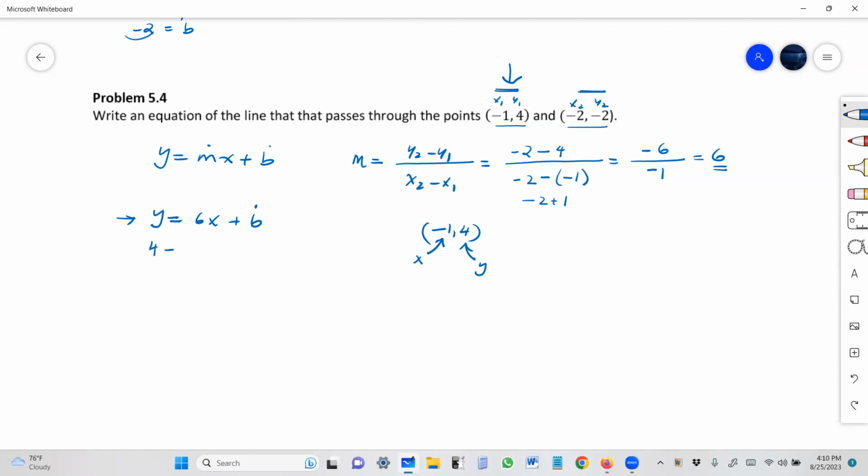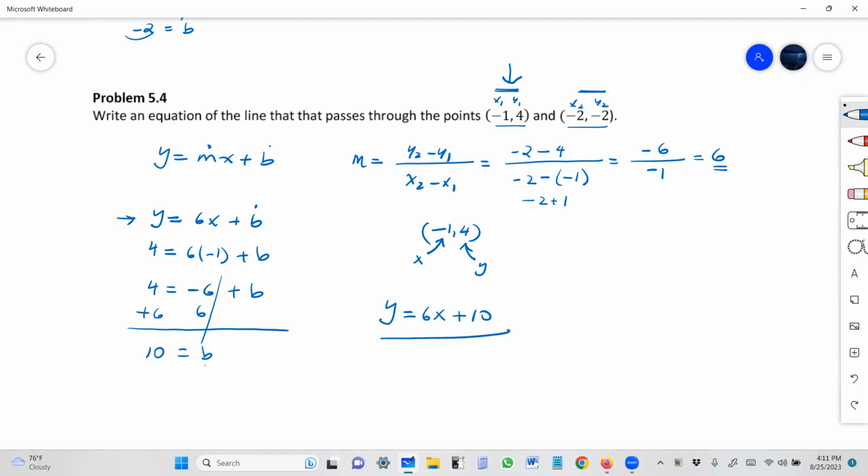So 4 equals 6 times (-1) plus b. Same as before, -6 plus b. Add 6 to both sides because I am solving for b. And 4 plus 6 is 10. I found b. I already found m. So my final equation is y = 6x + 10. Okay? So this is the second type, when I am given 2 points.